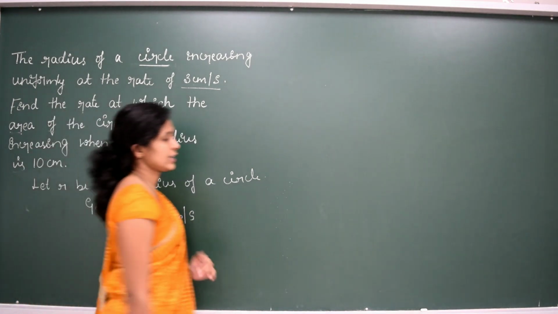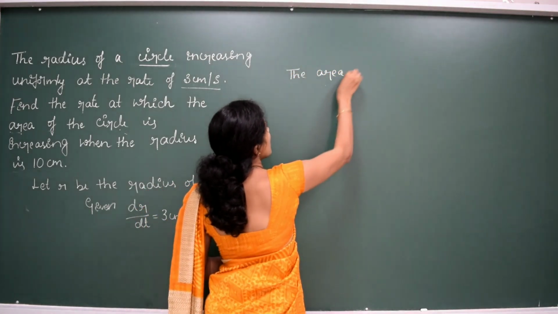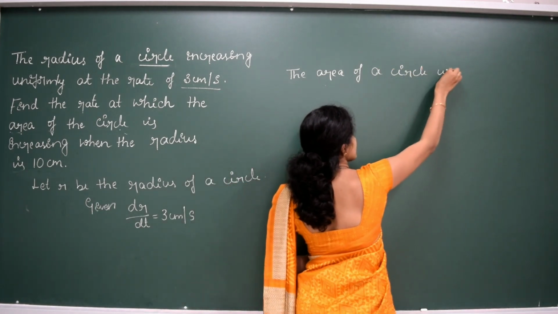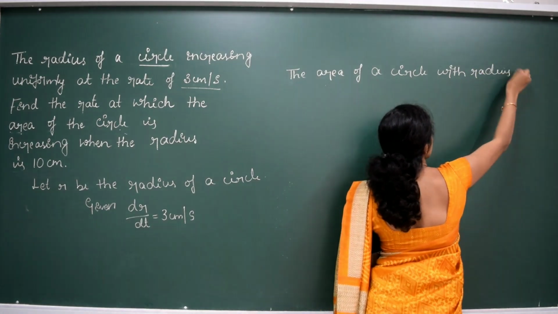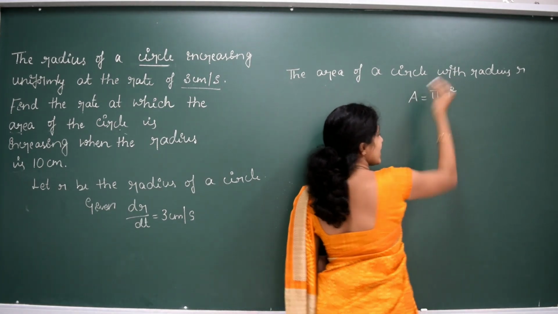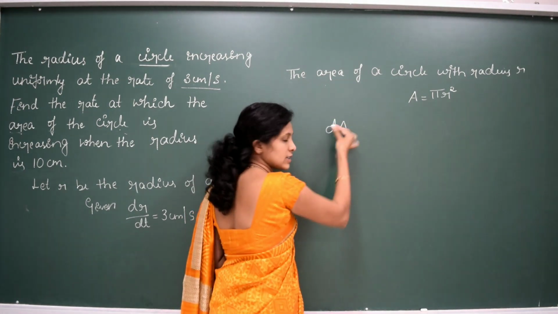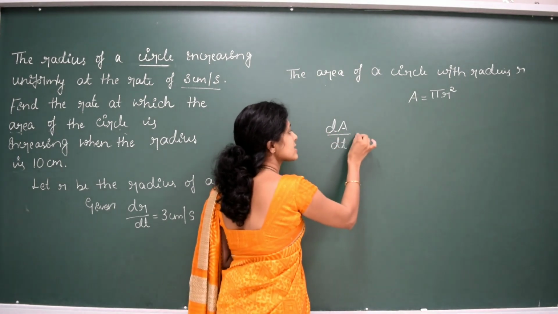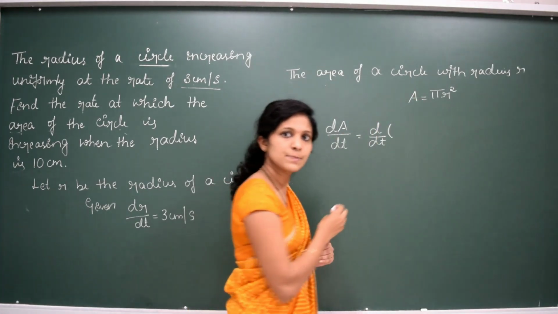For that we need to write the area of a circle. The area of a circle with radius r is given by A is equal to pi r square. We need to find the rate of change of the area with respect to the time t. So dA by dt is equal to d by dt of, substituting the value of A, pi r square.